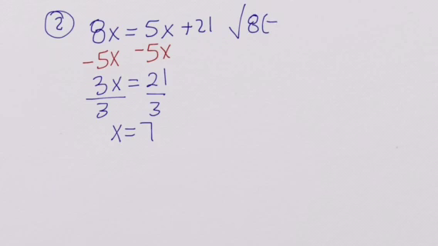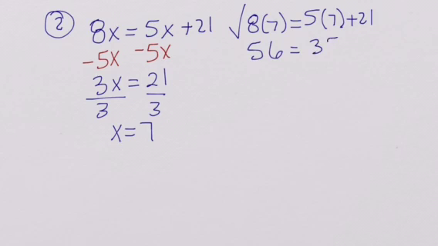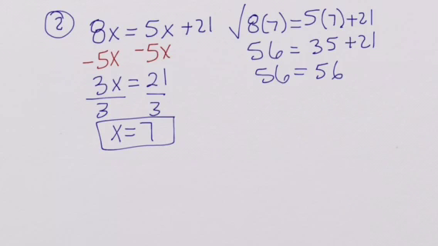8 times 7 is equal to 5 times 7 plus 21. 8 times 7 is 56. 7 times 5 is 35 plus 21. 35 plus 21 is 56. So because both of those match, our value for x is 7.